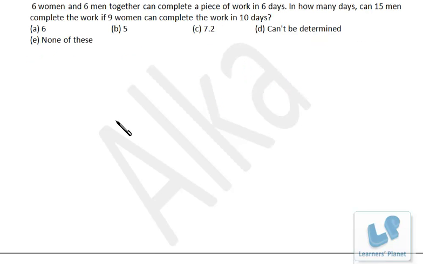Now, problem based on time and work. 6 women and 6 men together can complete a work in 6 days. That means the work is of 6 women for 6 days, that is 36 women days, plus 6 men for 6 days, that is 36 men days. And in other words, the same work can be done by 9 women in 10 days. That means precisely the work is of 90 woman days. That means if one woman works, then she will take 90 days to complete the work.